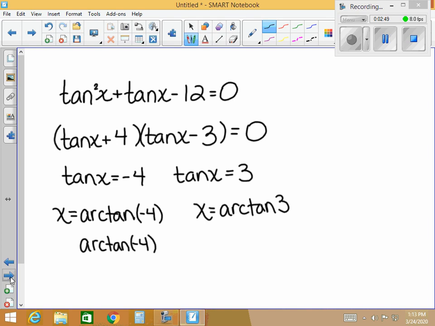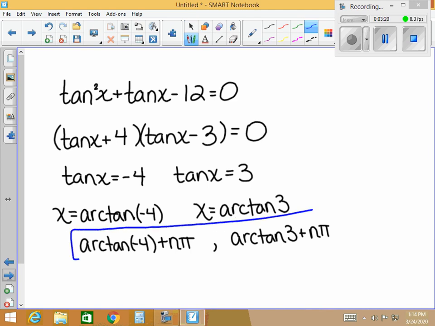But think for a minute about the period of tangent. Okay, the period of tangent is just plain old regular pi. So our set of solutions, okay, would be arctan of negative 4 plus the multiples of pi, integer multiples, not the 2 pi's. Okay, and arctan of 3 plus n times pi. Okay, there's our infinite number of solutions.